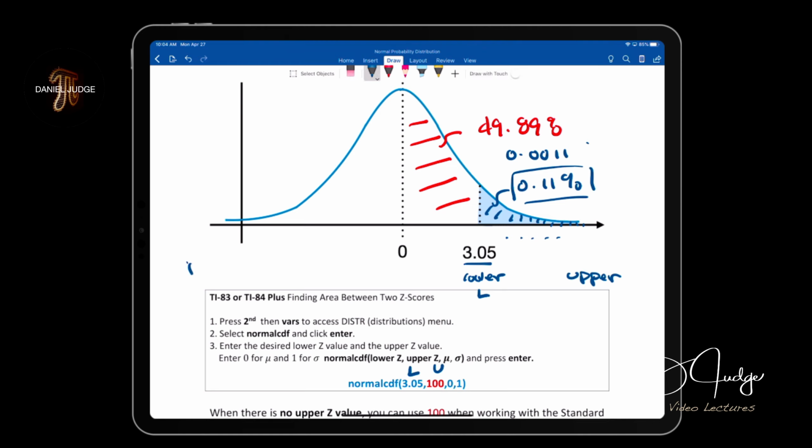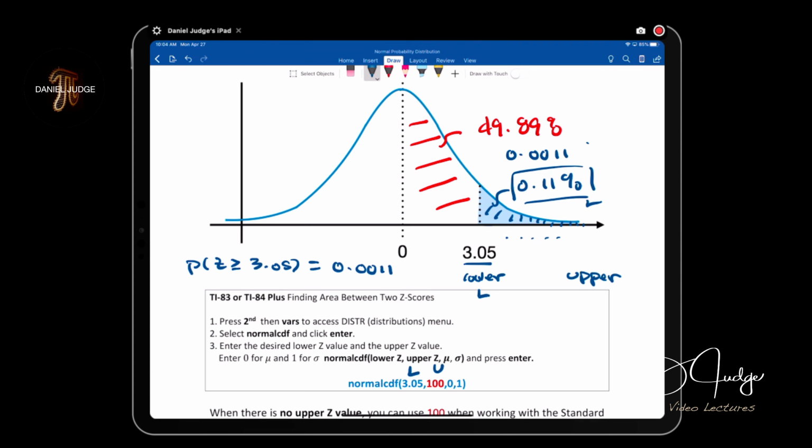So the probability that Z is bigger than 3.05 is 0.0011, and we got the percent already, because they're asking what percent of the bell is shaded. So this is what happens when you have a right tail.